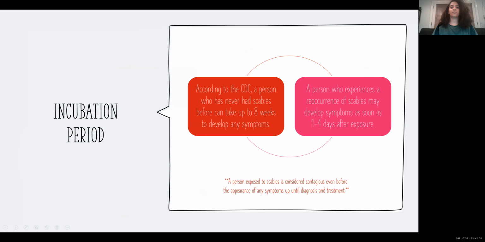So the incubation period. According to the CDC, a person who has never had scabies before can take up to 8 weeks to develop any symptoms, whereas a person who experiences a recurrence of scabies may develop symptoms as soon as 1 to 4 days after exposure. Again, like I said, a person exposed to scabies is considered contagious even before the appearance of any symptoms, up until diagnosis and treatment.